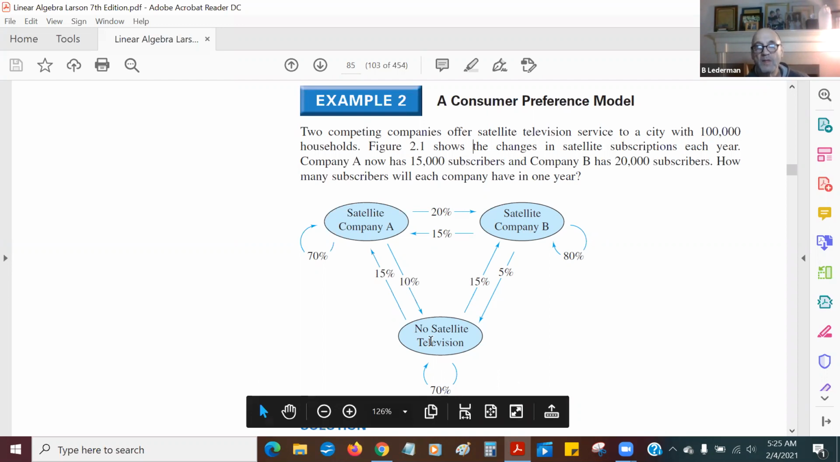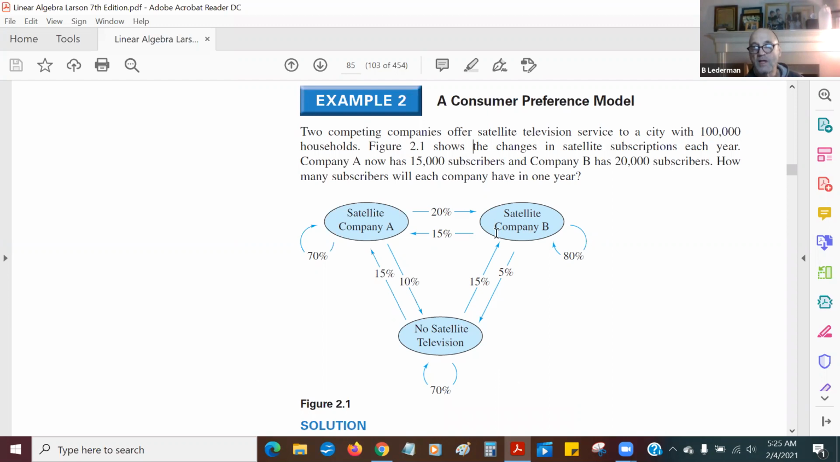If you're one of these people who doesn't have satellite TV, there's a 70% chance you're going to stay that way. And there is a 15% chance you're going to go to satellite B, and a 15% chance you're going to go to satellite A.